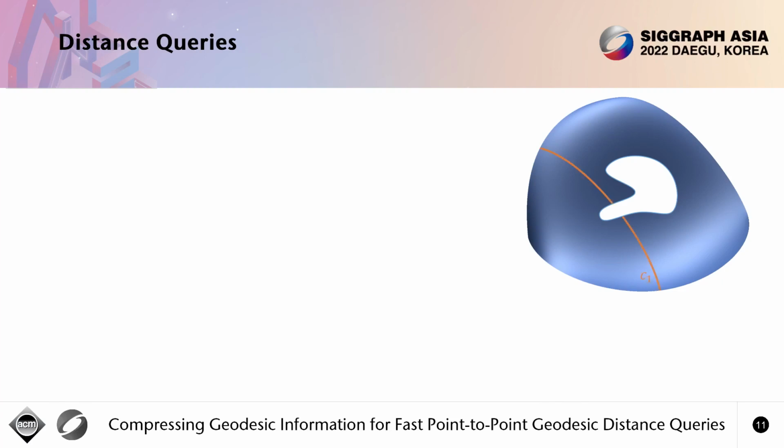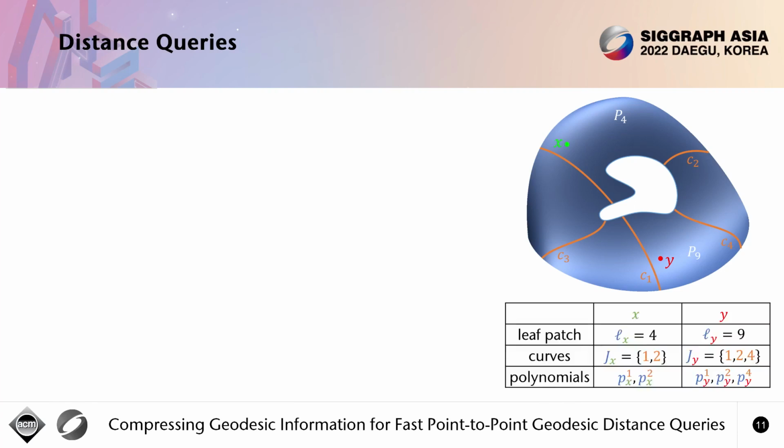In this example, the surface is first split by C1 into a left and the right part. The right part is split by C2, the left part by C3, and the bottom right part again by C4. Now suppose we have a point X in the leaf patch P4 and a point Y in the leaf patch P9, then the corresponding database entries will look like this. We have the leaf patch indices for both points, we have all the associated separator curve indices, and all the coefficients of the approximating distance polynomials.